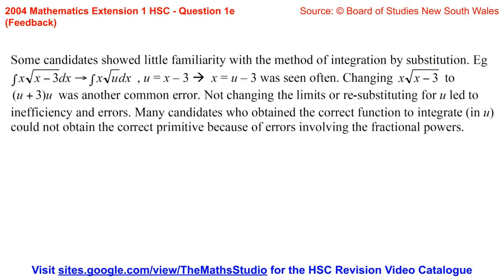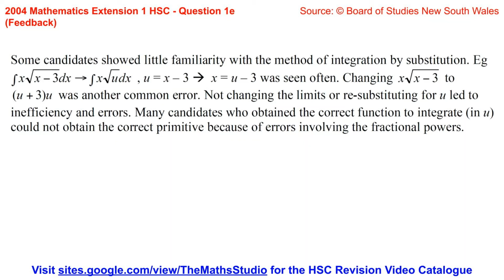The following is the feedback from the Marking Centre for question 1e. Some candidates showed little familiarity with the method of integration by substitution. For example, the integral of x times the square root of x minus 3 dx, to the integral of x times the square root of u dx, where u is equal to x minus 3, and x equals u minus 3 was seen often. Changing x times the square root of x minus 3 to u plus 3 in brackets times u was another common error.